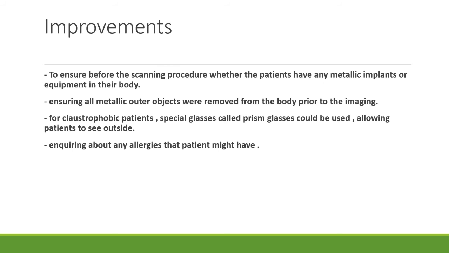There are definitely a lot of ways to improve the MRI process, which is to ensure before the scanning procedure whether the patients have any metallic implants or equipment inside their body, and to ensure all metallic outer objects are removed from the body prior to the imaging. For claustrophobic patients, special glasses called prism glasses could be used, allowing patients to see outside. Inquire about any allergies that patients might have.